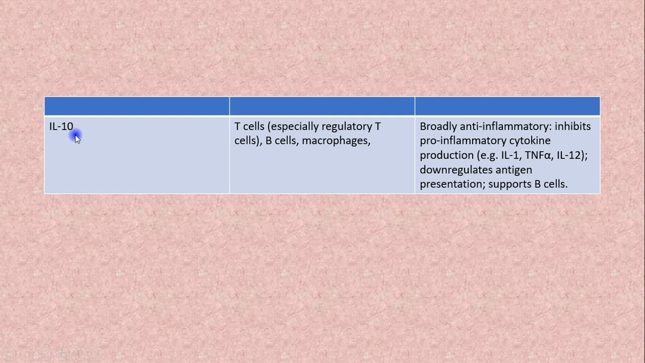We have interleukin 10, which is secreted by T cells, especially regulatory T cells, B cells, and macrophages. They are broadly involved in anti-inflammatory actions. They inhibit pro-inflammatory cytokine production such as interleukin-1, tumor necrosis factor alpha, and interleukin-12. They down-regulate antigen presentation. They also support B cells.